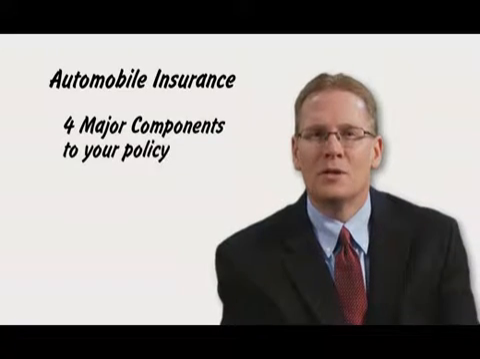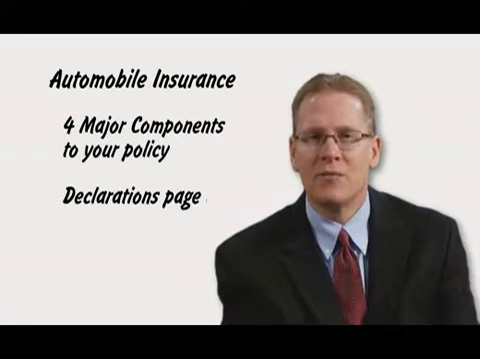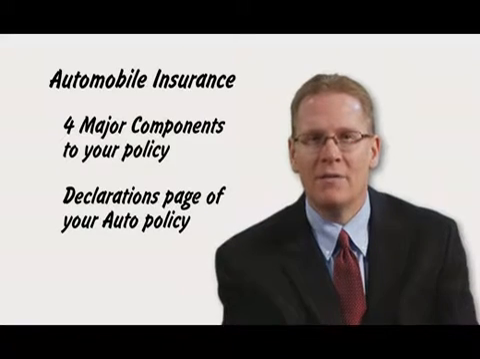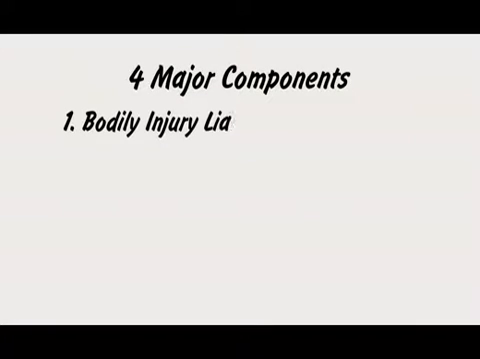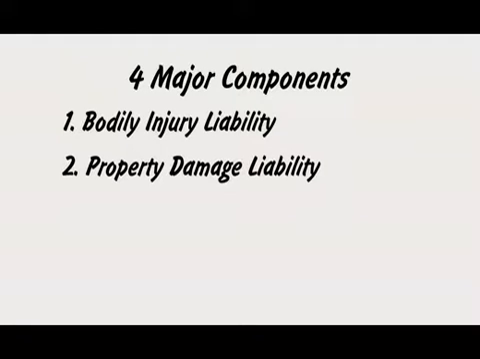There are four major components to your auto insurance policy. These coverages and the amounts of coverage you presently have can be found on the declarations page of your auto policy. The first component is bodily injury liability, which provides protection if you are at fault and cause someone to suffer bodily injuries. Your insurance company will pay money to the injured party for their damages. The second component is property damage liability, which provides protection if you are at fault and cause property damage with your vehicle. Your insurance company will pay money to the injured party for their damages.